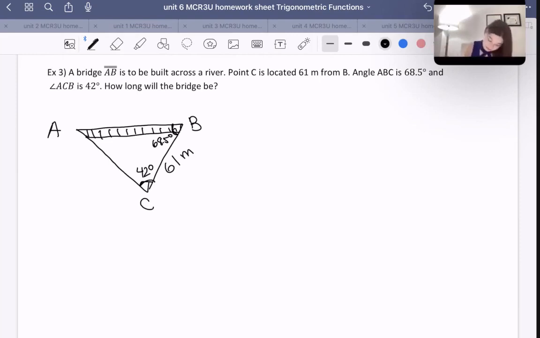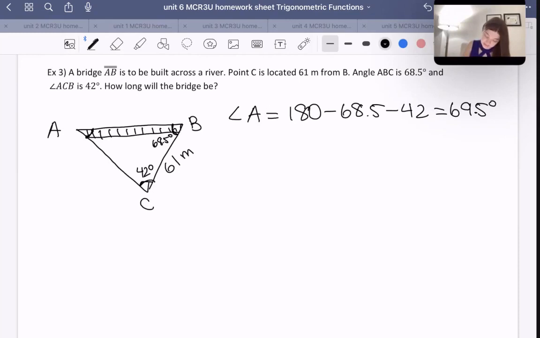So in order to find angle A here, or in their terms, angle CAB or BAC, doesn't matter, this is equal to 180 minus 68.5 minus 42. And that's equal to 69.5 degrees. So there we go. So this is 69.5 degrees. So now that we have that, we can actually apply the sine law here.